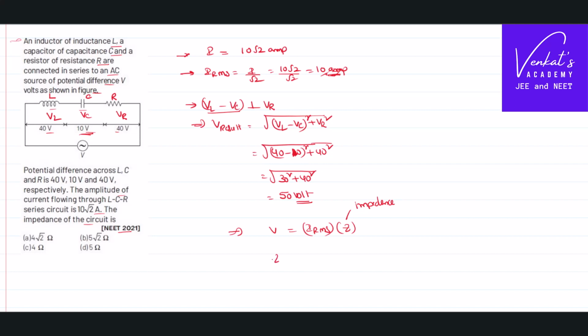So the impedance of the circuit is the effective voltage divided by the RMS current. Effective voltage is 50, RMS current is 10, so that is 5 ohms. So the answer for the problem is 5 ohms. That's how we have to solve the problem. It is just a formula based problem.